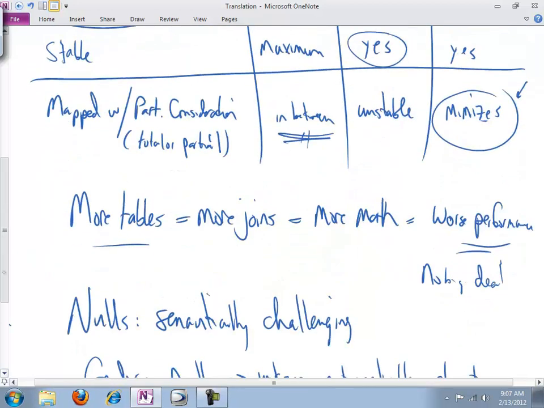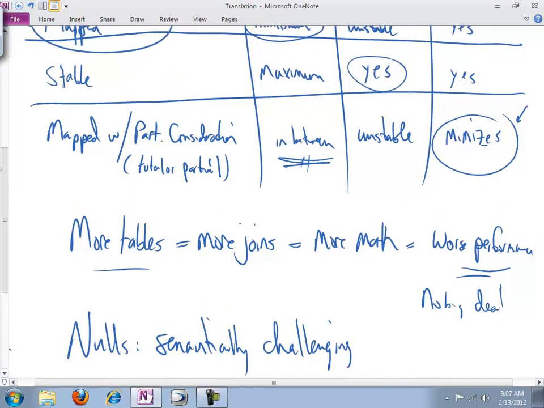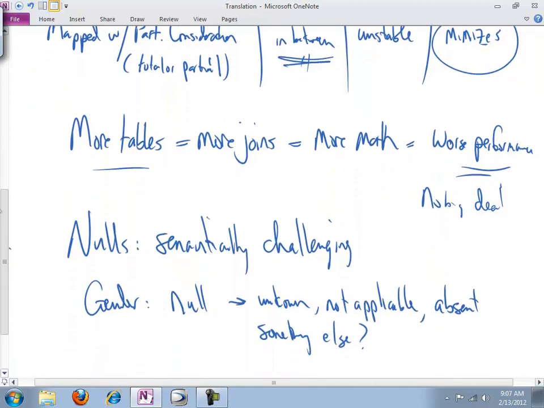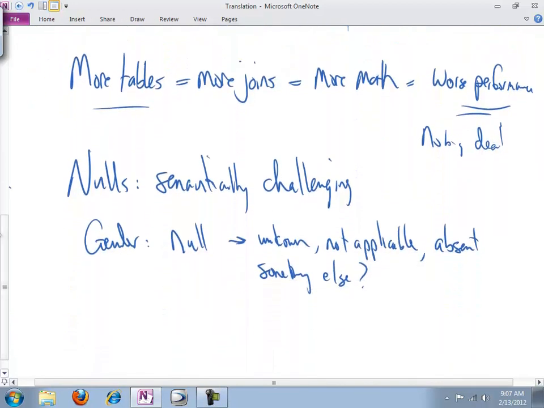Okay, so in the next video, we'll actually go through and engage in these translation techniques. And so we'll turn an ER diagram into a relational schema or a game plan for our tables.